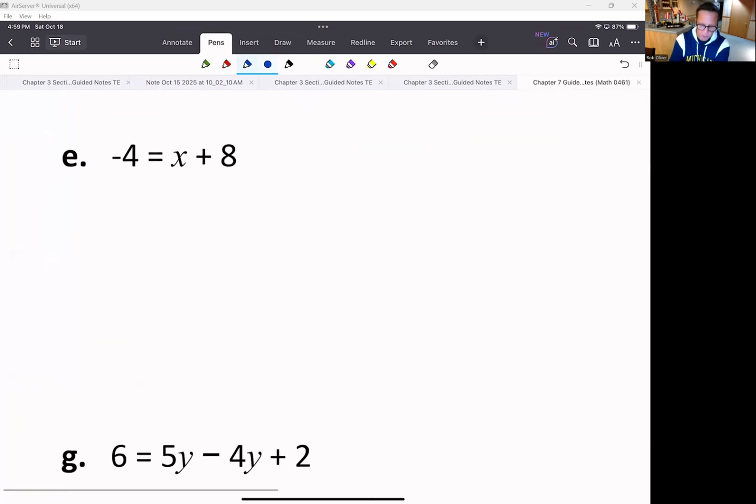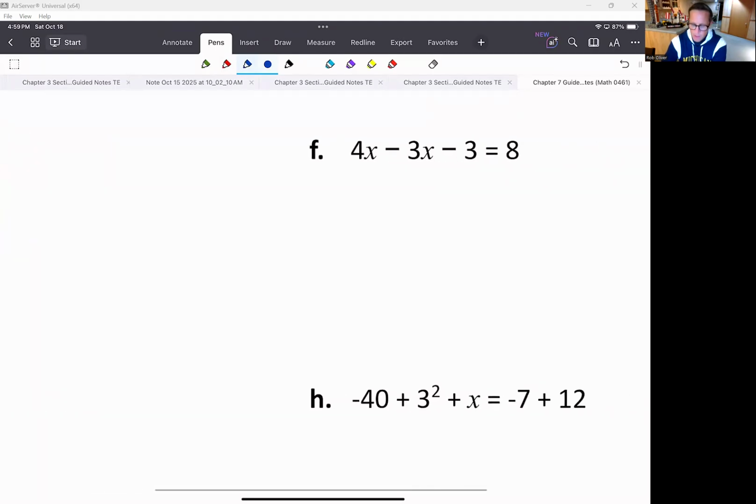Moving along here. We're going to fly through these. We're going to take away 8 from both sides. I'm always looking at the variable side, because the goal, like I said before, is to get x, or the variable, whatever that is, by itself. So we're going to subtract 8 from both sides, or add negative 8, I guess you can think of it that way. And negative 4 and negative 8 makes negative 12. So negative 12 equals x.